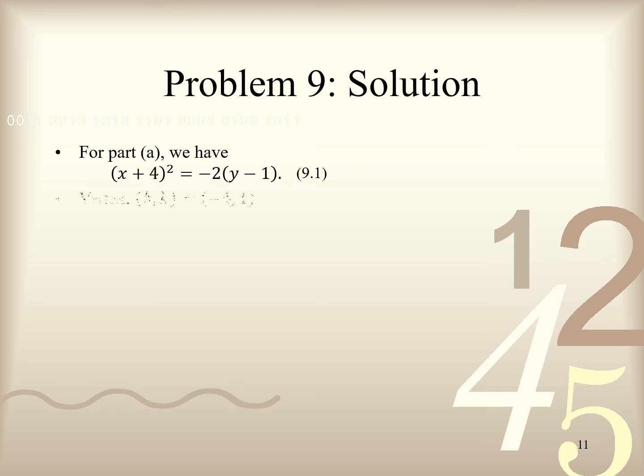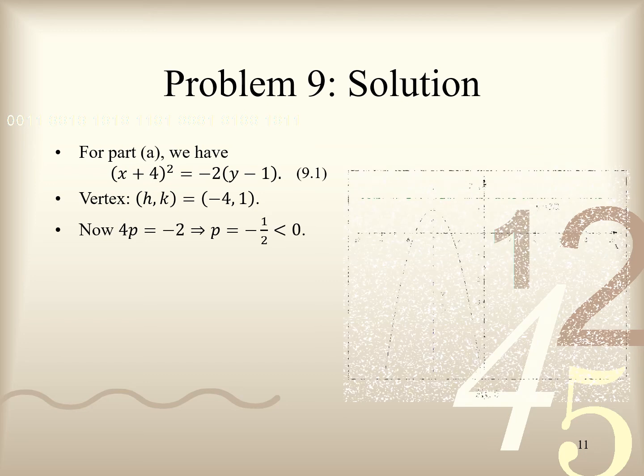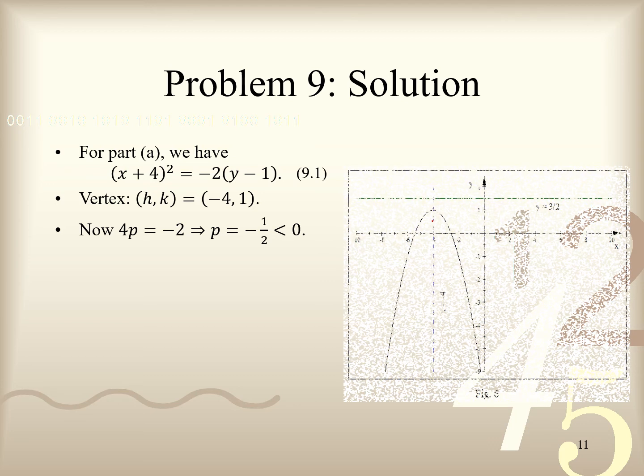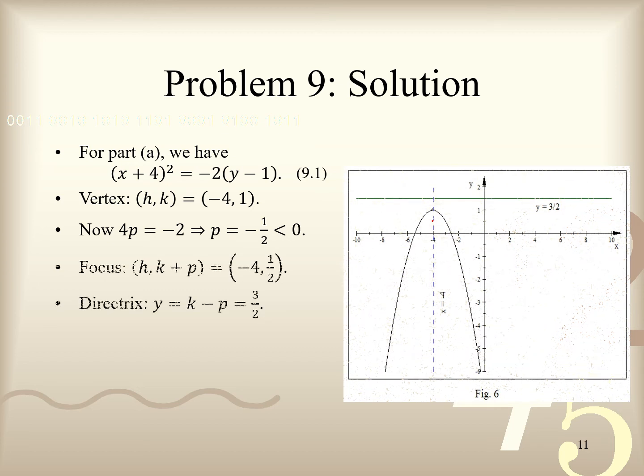Clearly, its vertex is the point (-4, 1). From the standard form, we see that 4p equals negative 2, implying that p equals negative 1/2. Since p is less than 0, this parabola opens downward, and corresponds to the rightmost parabola from figure 4. Then, using figure 4, we have that the focus is given by the point (-4, 1/2). Moreover, the directrix has the equation y = 3/2.